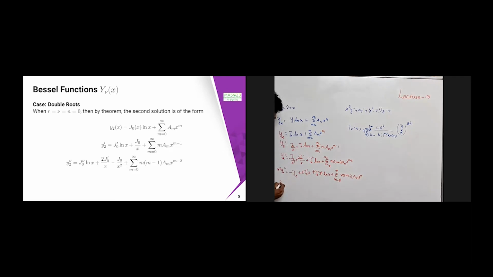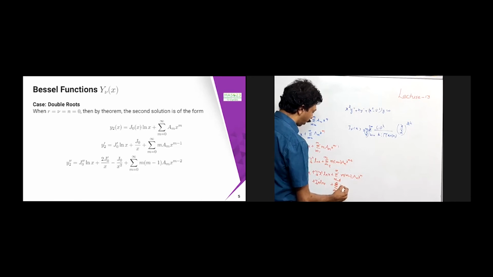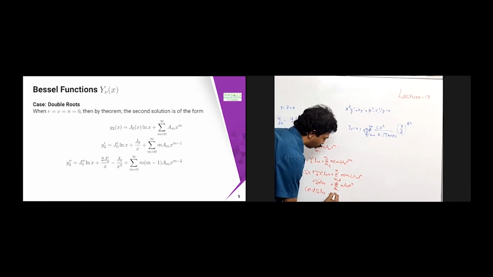x into y2 dash is going to become like J0, x cancels, then I am going to have J0 dash into ln x into x, plus summation m = 1 to infinity m into am into x^m is going to come. Plus x square minus mu square into y. So that is why this is going to be multiplied: x square minus mu square into J0 into ln x, plus x square minus mu square into summation m = 0 to infinity am x^m.